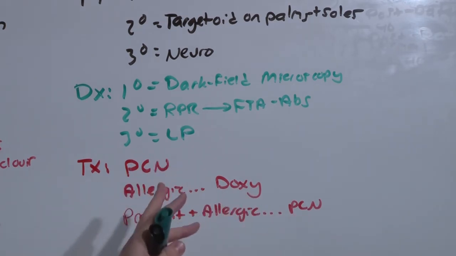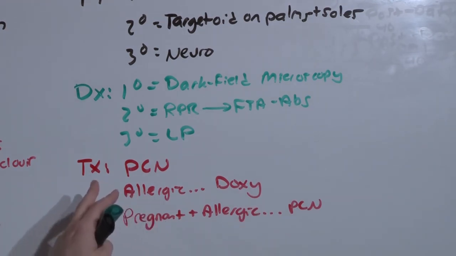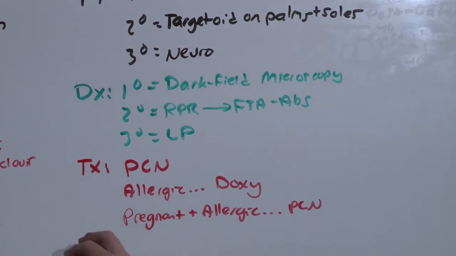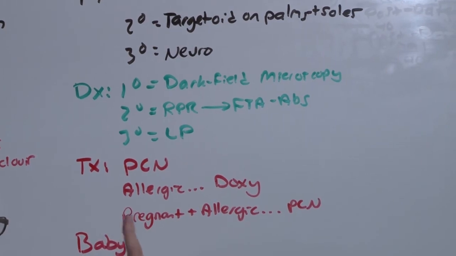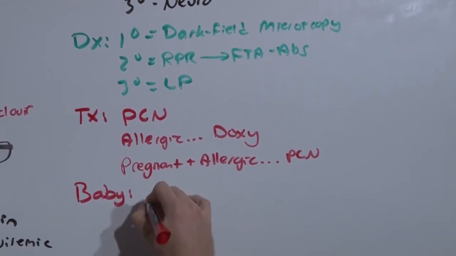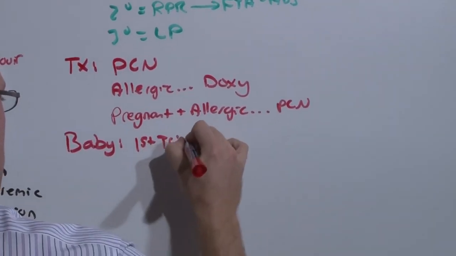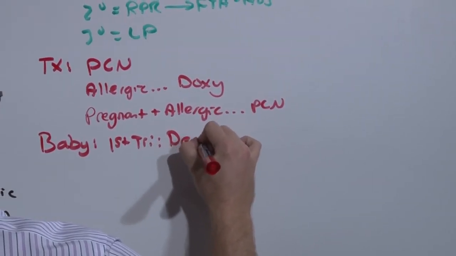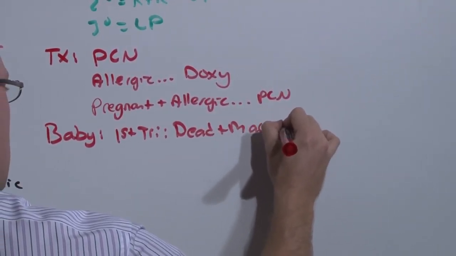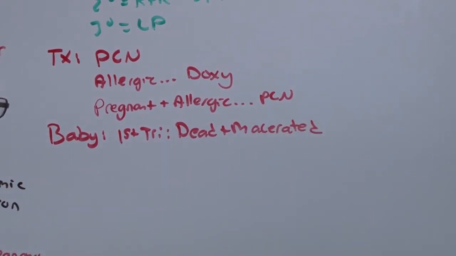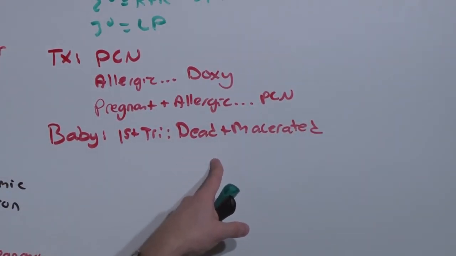Penicillin treats syphilis, and it's the only treatment of choice for anyone who is not allergic or is pregnant and allergic. If you don't treat the syphilis, there's two possible presentations that baby could have. If mom got infected with syphilis, that syphilis got into her blood in the first trimester, baby is dead and macerated. This is early congenital syphilis.